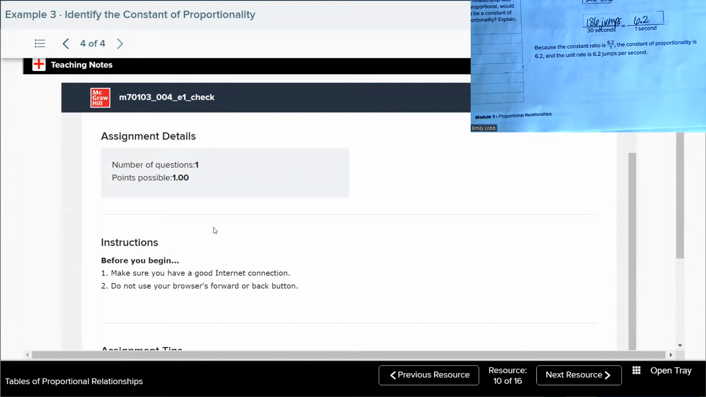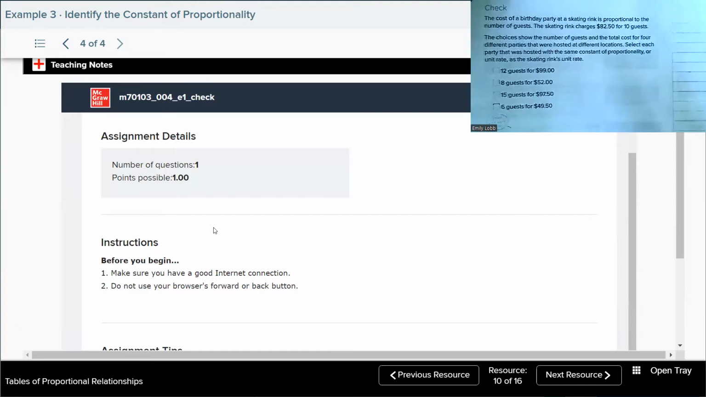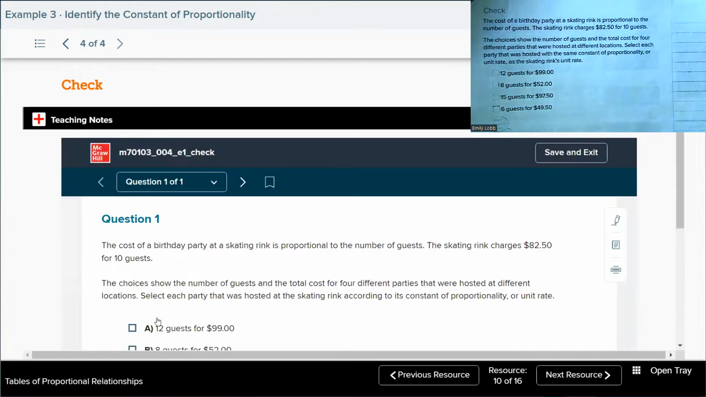All right, try this check. It begins on page 25. The cost of a birthday party at a skating rink is proportional to the number of guests. The skating rink charges $82.50 for 10 guests. The choices show the number of guests and the total cost for 4 different parties that were hosted at different locations. Select each party that was hosted with the same constant of proportionality or unit rate as the skating rink's unit rate.